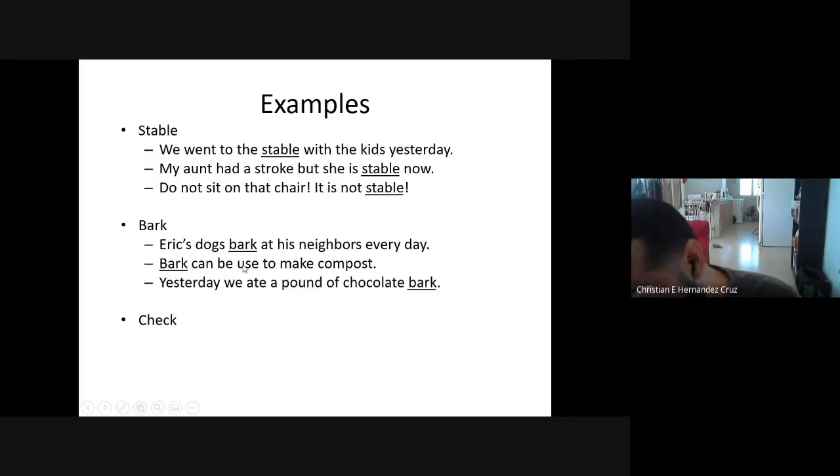And for the life of me, I've been trying to remember how to say it in Spanish, and I forgot. I'll figure it out later. And yesterday, we ate a pound of chocolate bark. In this case, it's neither the dog's opinion, and it's not really that somebody was going to say something.